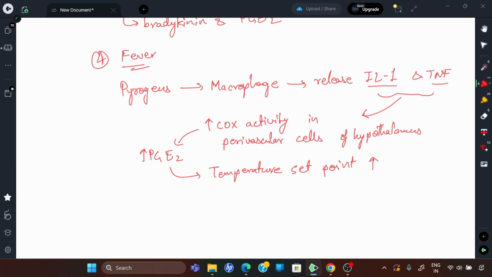So these were the cardinal signs of inflammation, and with this we conclude today's discussion on inflammation.